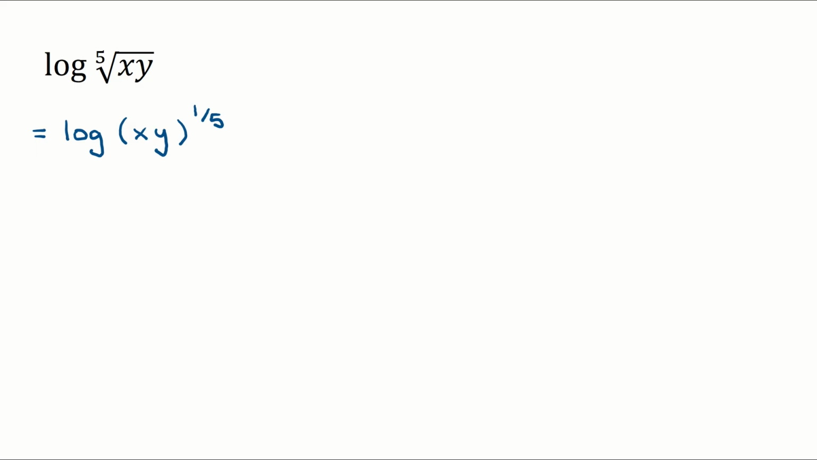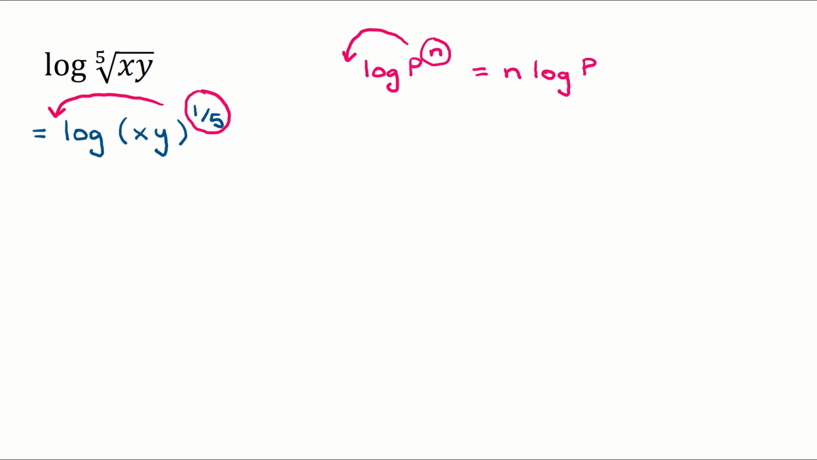And as a reminder again, the power rule says that when you have log of a number raised to an exponent, you take that exponent, you bring it out in front. So this ends up being n log p. So here, we're going to take the 1/5 and we're going to bring that out in front, turning this into 1/5 log of xy.